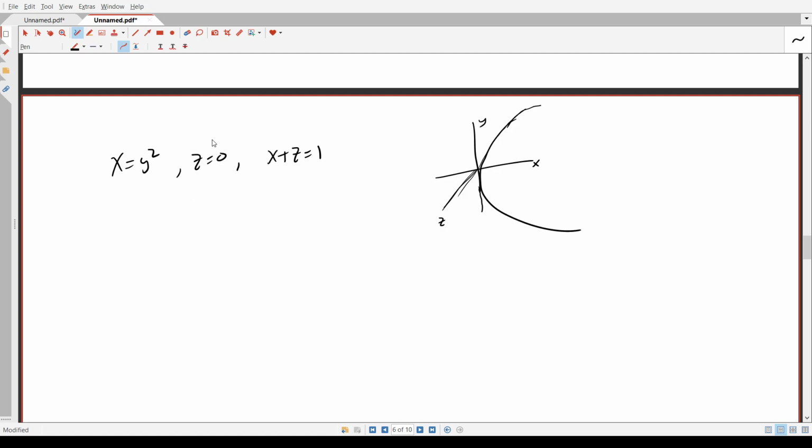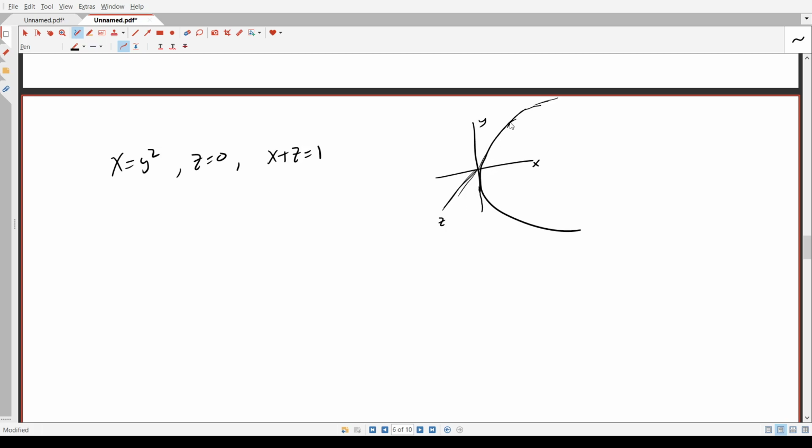Is that what it says? I'm rereading the question. By the cylinder. Yeah. So it's kind of like a half cylinder kind of thing. And then it gives me this plane. So it stops here at z equals 0. That's fine. And then it also gives me this plane z plus x equals 1.